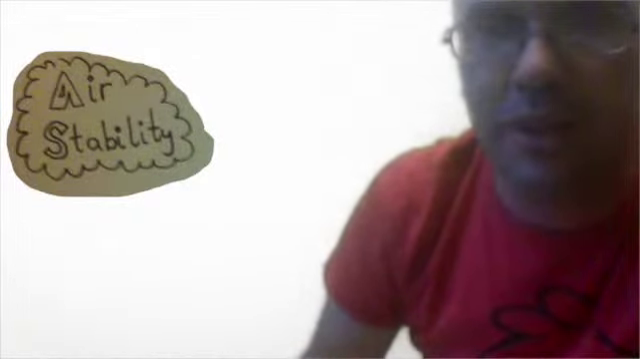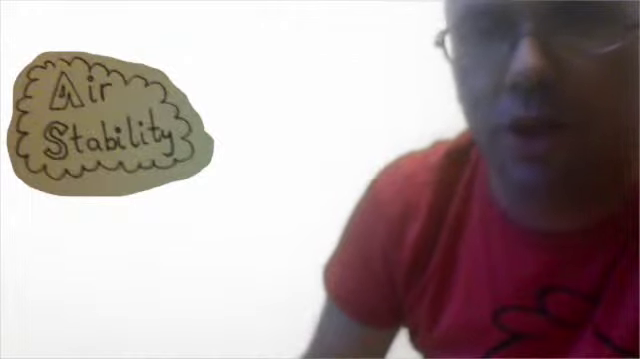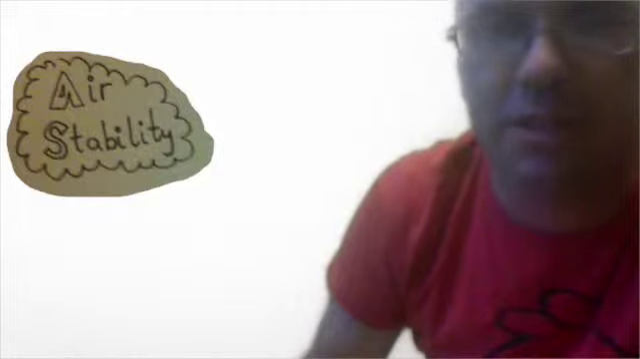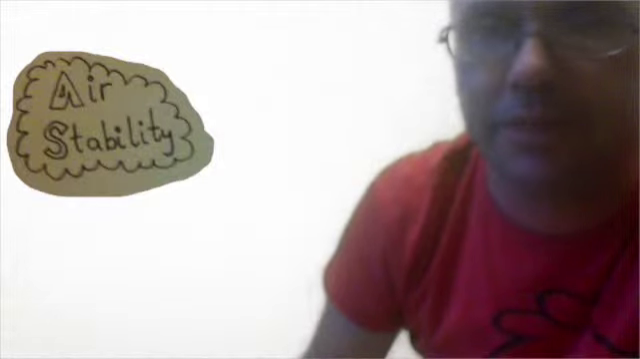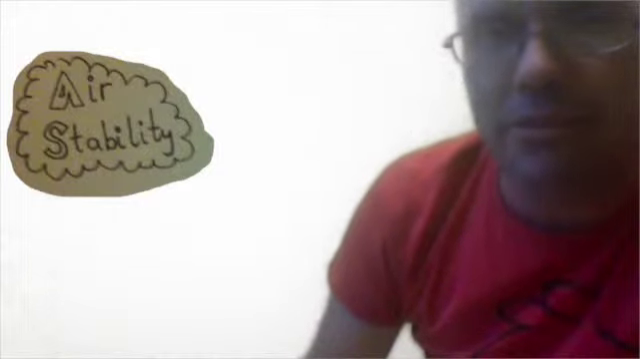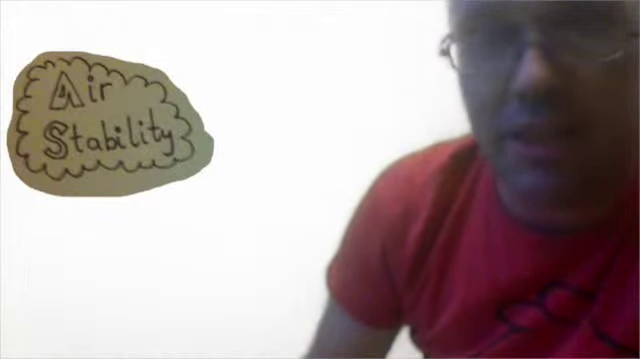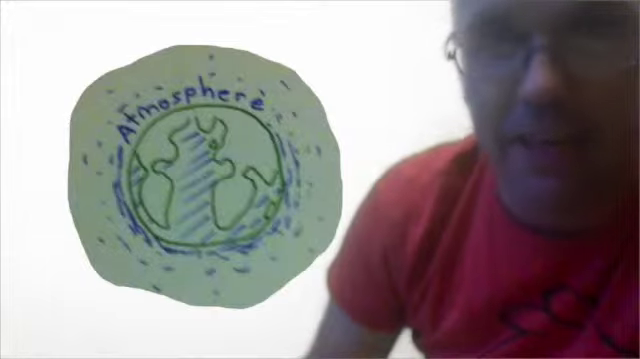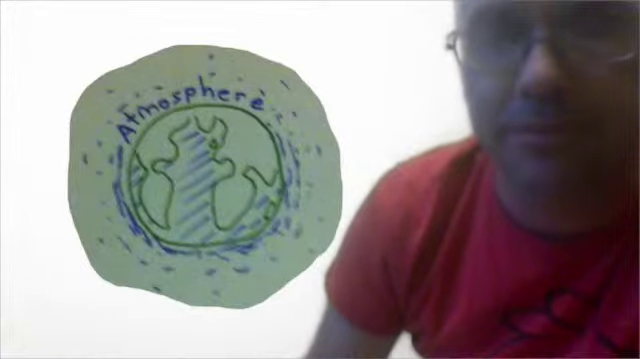Today we're doing another user requested Mini-URT on the topic of air stability and processes that occur in the atmosphere. So to begin with, the atmosphere is really just a big mass of air that coats the whole planet.